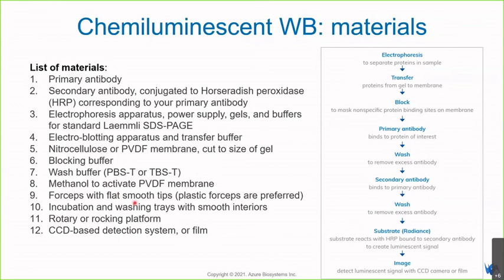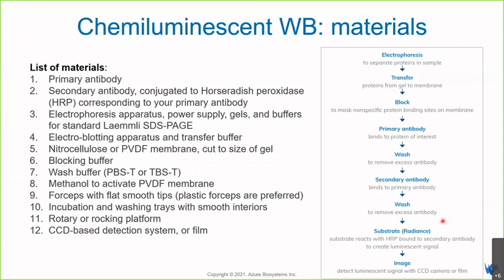Forceps with flat smooth tips, best is plastic forceps. Incubation and washing trays with smooth interiors to avoid scratches. A rotary or rocking platform for gentle agitation, and finally a CCD-based detection system or X-ray film. These are the materials that you need when performing chemiluminescence Western. And on the right, this is a very simplified workflow of what we would do in this Western blotting protocol. I'll go into details in the next slide.